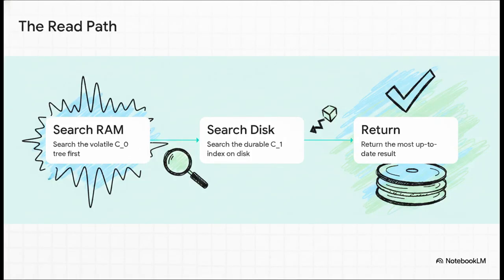Now you might be wondering, how do we actually read data back out of this complex cascading system? Well, let's look at how it handles a simple query. The engine searches volatile RAM first. If the key isn't there, then it proceeds to check the durable C1 index down on the disk.